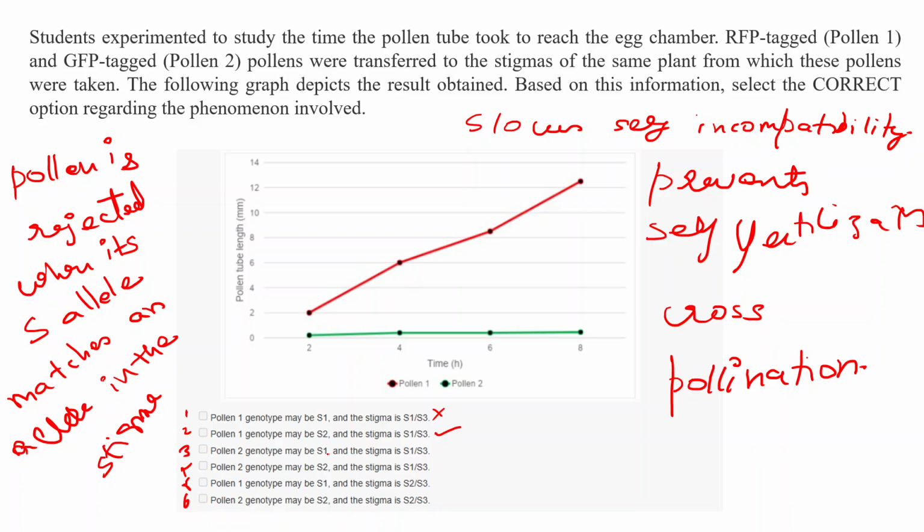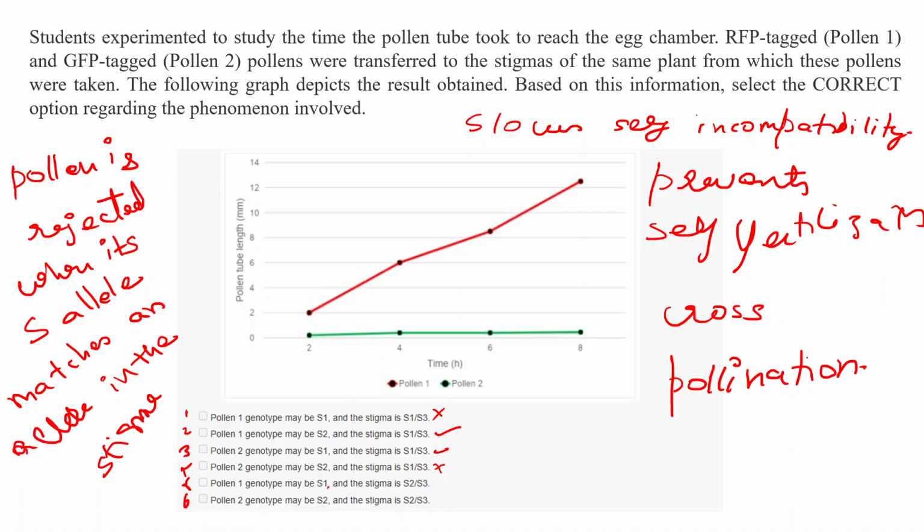Pollen 2 genotype may be S1 and the stigma is S1, S3. It can be correct because S1 is matching. Therefore it is incompatible, so it is unable to grow. Pollen 2 may be S2 and the stigma is S2 and S3. No, it cannot be done because if it is the case, it should be compatible and it should grow, but it is not growing, so this cannot be the case.